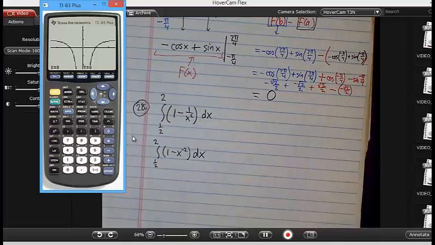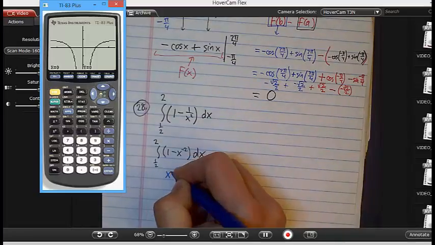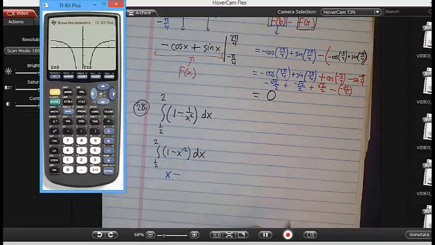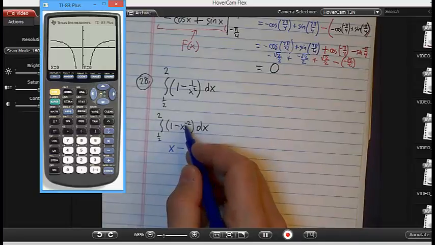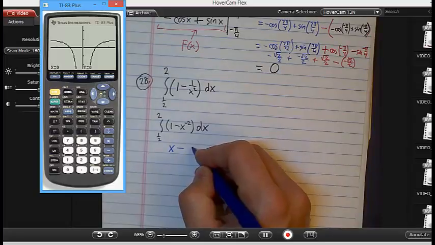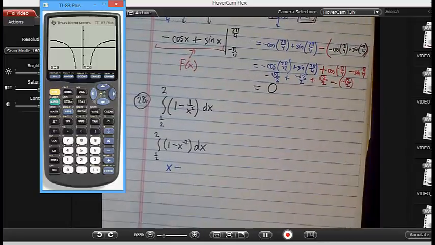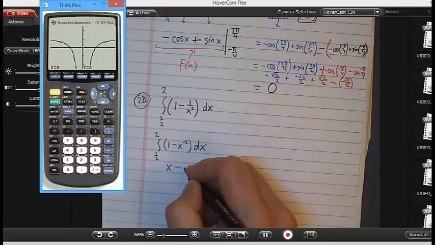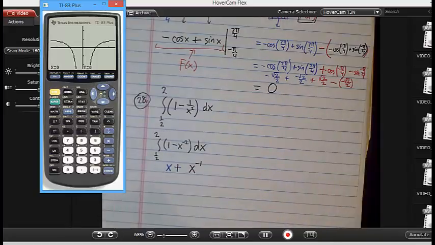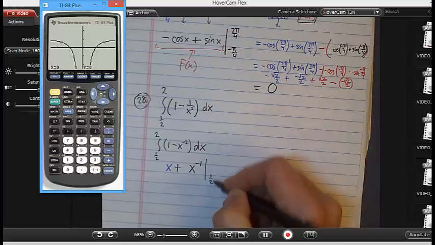All right, let's finish up the problem here. So let's see. We have antiderivative of 1 is x, right? And then minus. And then when I do the antiderivative of x to the negative 2, I guess I would get x to the negative 1, but then I have to put a negative out front, so that becomes a plus. Does that make sense to you guys? And so where I'm evaluating it is from 1/2 to 2.